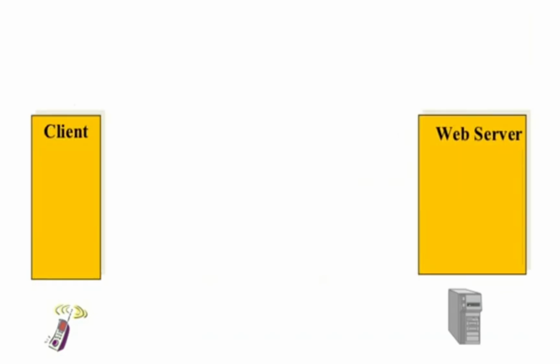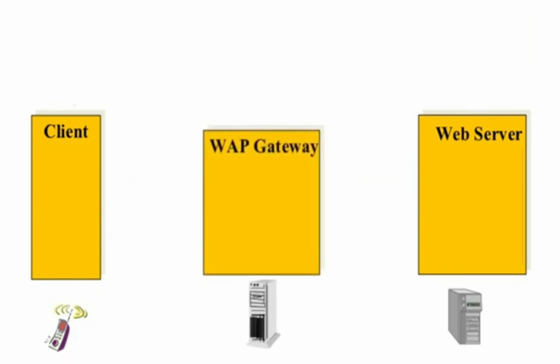If we are using a personal computer, there is no need of a web gateway. But as we are using a mobile phone, we must use the web gateway. So what is a web gateway? Wireless Application Protocol Gateway. It acts as an intermediator between the client and web server.